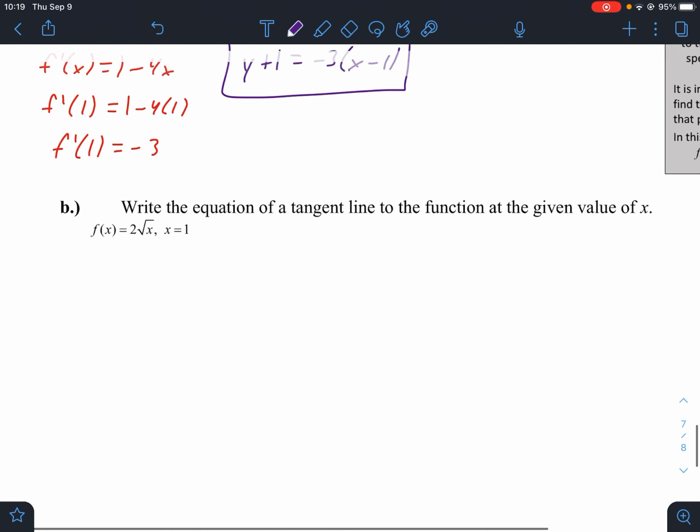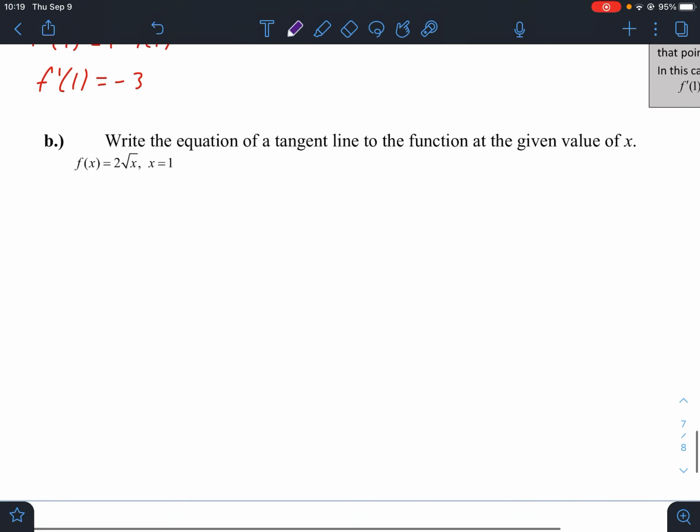All right, part B is another one. Kind of the same question here. If you feel comfortable doing this, you can pause this video and try this problem on your own. And then when you're done, you can come back and check your answer.